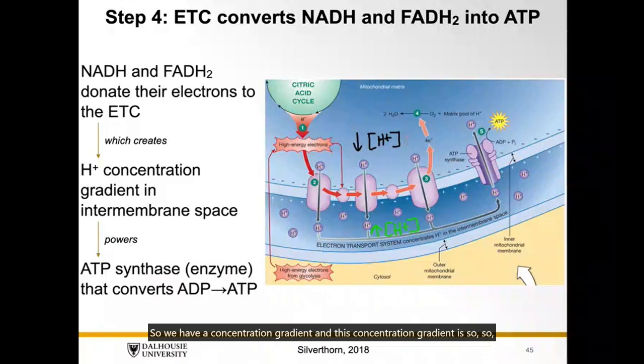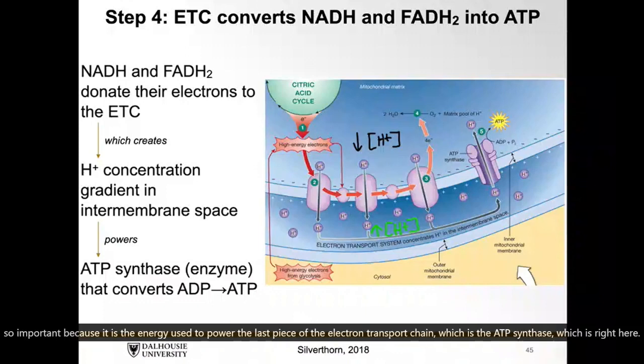And this concentration gradient is so important because it is the energy used to power the last piece of the electron transport chain, which is the ATP synthase, which is right here. So the ATP synthase is an enzyme, as the name says, that synthesizes ATP, okay, that makes ATP, that produces ATP. So you can think of this energy conversion as basically a two-step process.